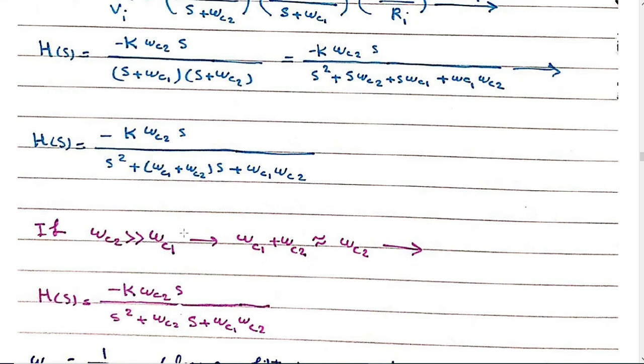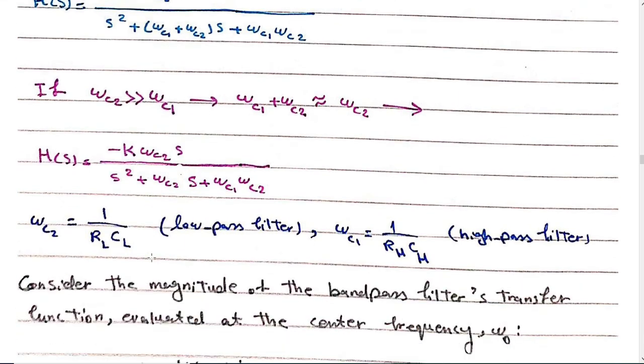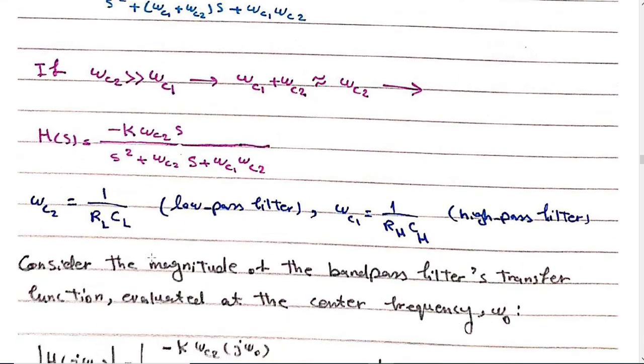Because we are using broadband filters, it means omega C2 is much, much greater than omega C1. So for this one, we can say omega C1 plus omega C2 is about equal to omega C2. That's why over here we have just omega C2. And this will be the transfer function for the mentioned band pass filter. So what is omega C2? 1 over RLCL. And what is omega C1? 1 over RHCH.